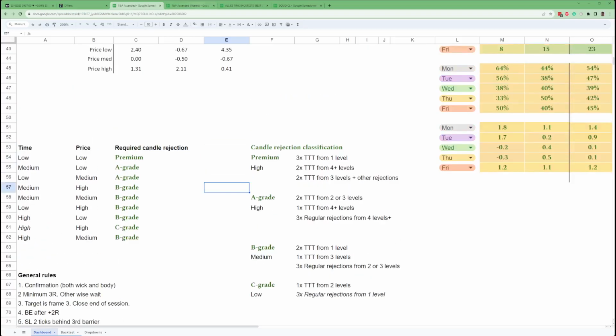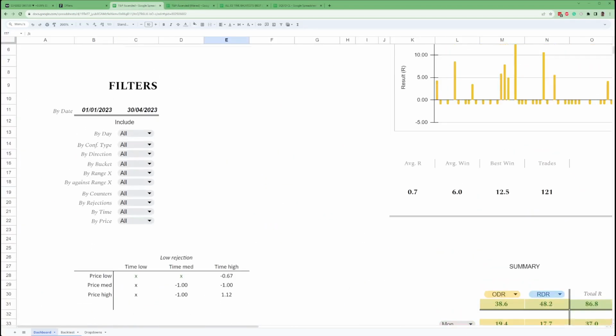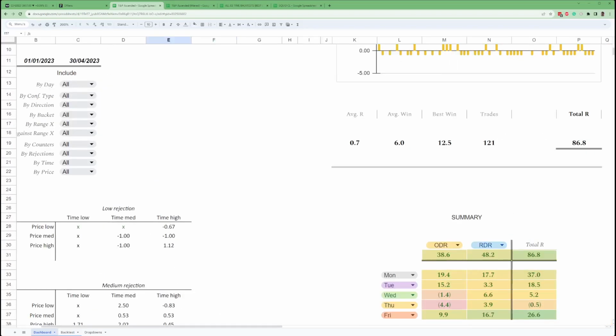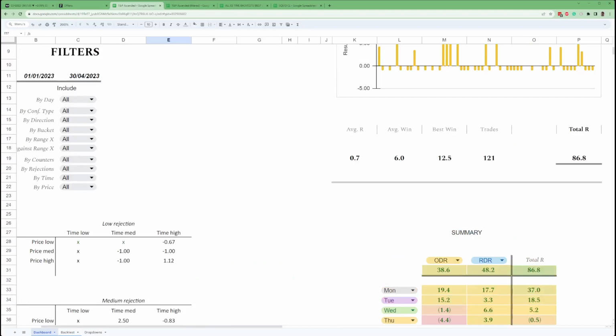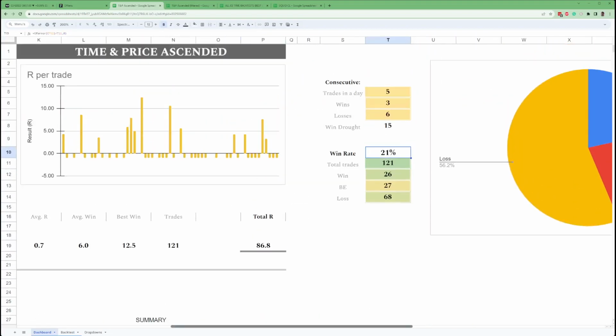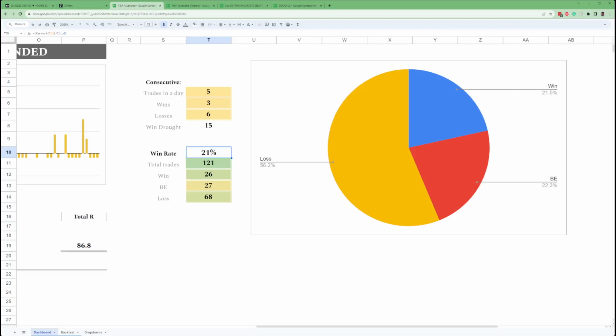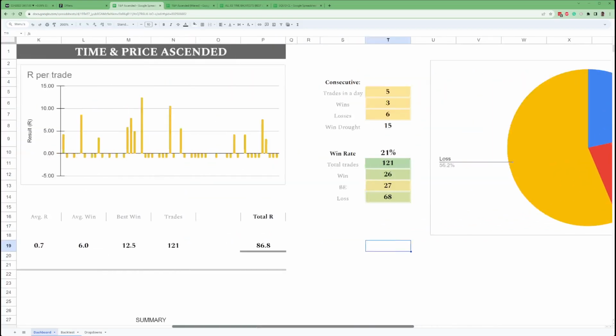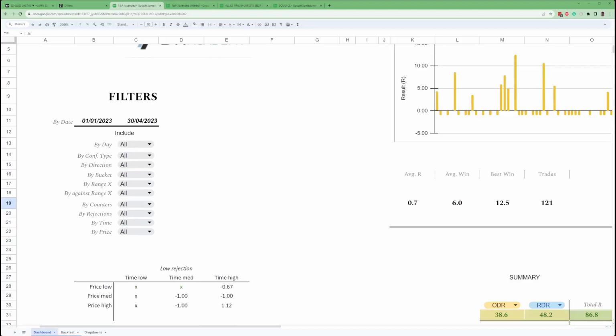So the results for this model itself. I did 121 trades with this current model, and the result was 0.7 average R, a total R of 86. The win rate is 21%, but it doesn't include break-evens, while break-even is a very integral part of the strategy. So you can see that there's 21% win rate, 22% break-even, 56% loss. So these are, I think, quite good statistics already for time and price. You can also see that in the average R.